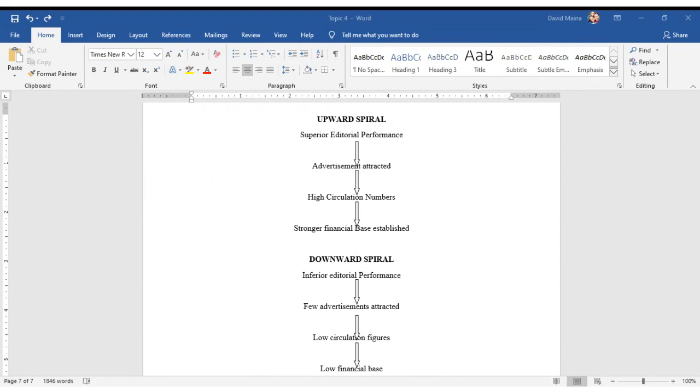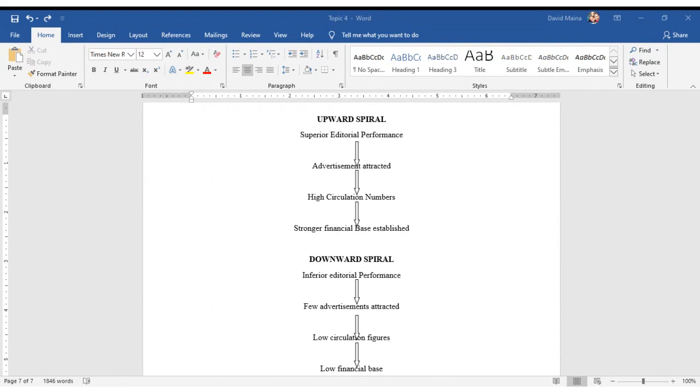Then there is high circulation numbers. In an upward circulation, whenever advertisements are attracted, there is also high circulation numbers. So you find that the newspaper is bought. For example, there are times you go to buy a newspaper and you are told newspapers imeisha, tumebakisha Standard. We don't have any more newspaper as far as Nation is concerned. We have the Standard. That means that there was high circulation that day. Why? Because the editorial did their work perfectly. But when they do it poorly, we are going to see that.